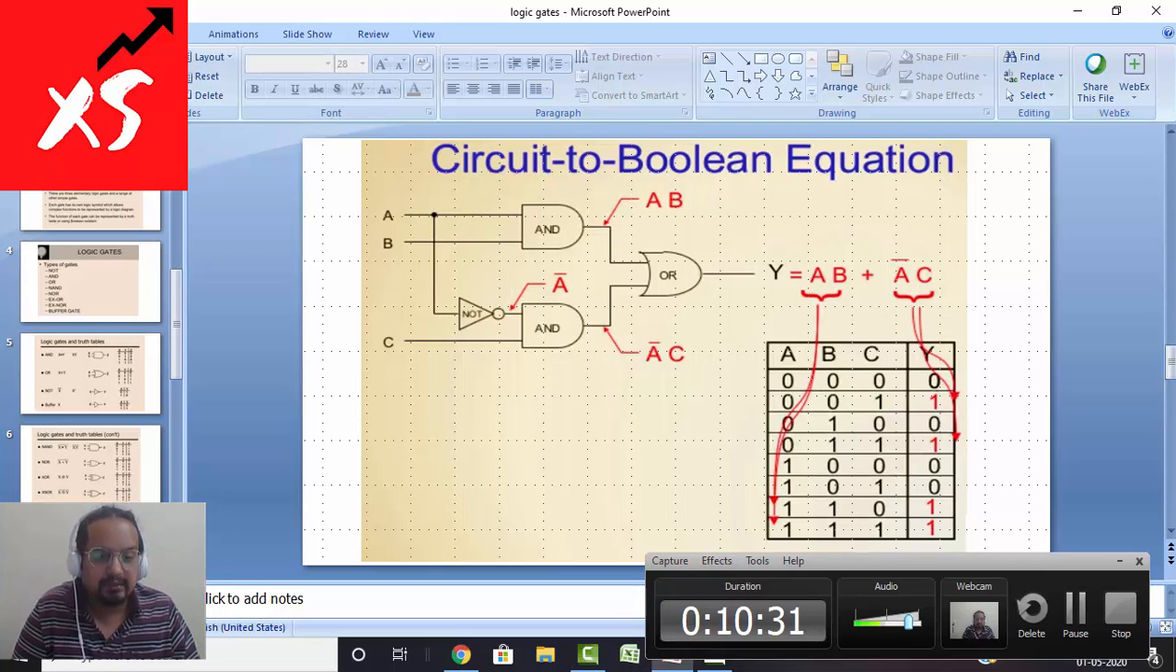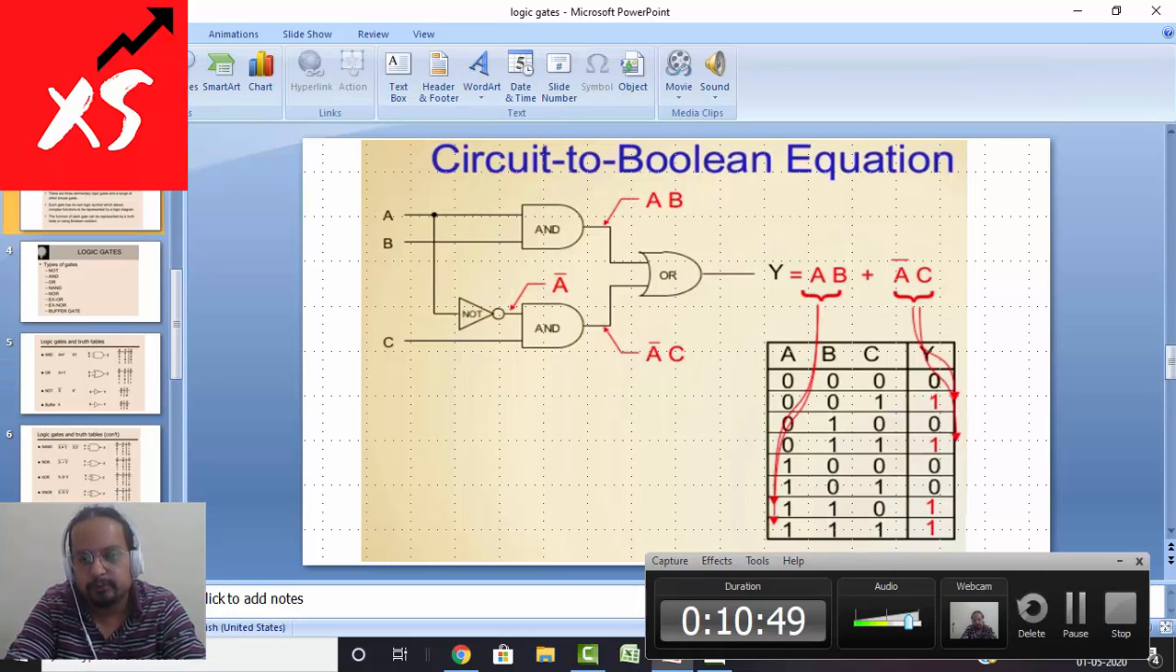The first one is an AND gate. The second one is also an AND gate. But before the second AND gate, there is a NOT, right? So look at what comes out of the first AND gate on the top. A and B. So you get AB, right? Okay. Now that is visible here, right?